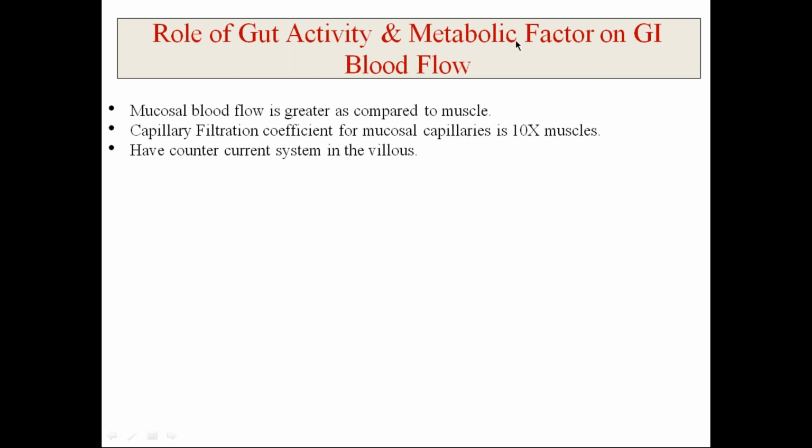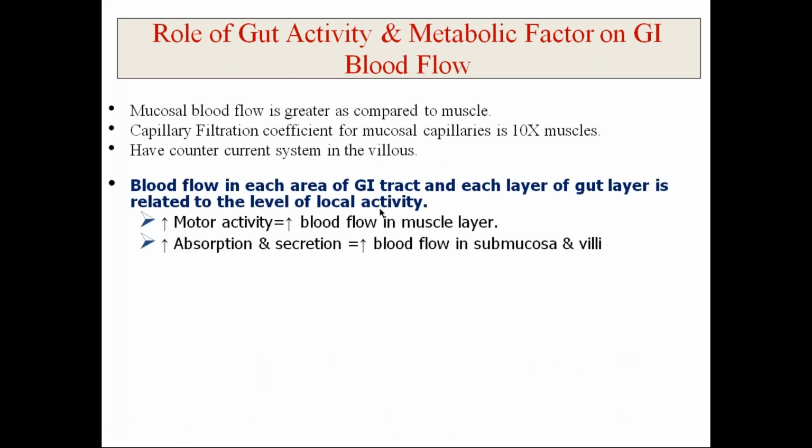So the role of gut activity and metabolic factors on GI blood flow: mucosal blood flow is greater as compared to muscle. Capillary filtration coefficient is 10 times more than that of muscles. Villi have a countercurrent system, जैसे आपने renal system में पढ़ा है वैसे small intestinal villi में. I showed you the diagram which has a presence of the arterial and the venous vessels within it. So there is a shunt in the form of a countercurrent system.